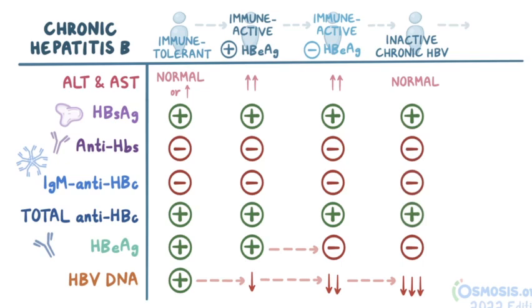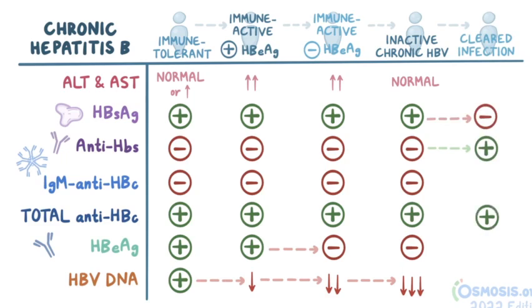And finally, when someone successfully clears the infection, anti-HBs becomes positive, while hepatitis B surface antigen is negative. Total anti-HBc remains positive as well, and the IgM anti-HBc, hepatitis B e antigen, and HBV DNA are all negative.